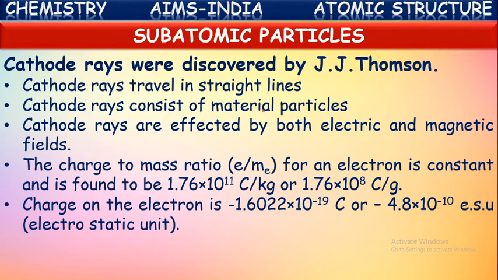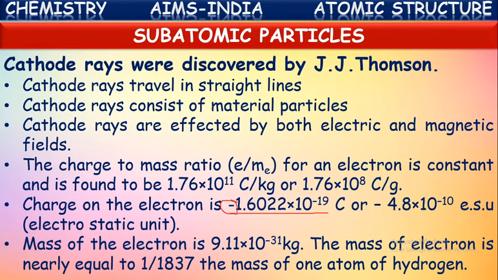Next, the charge of an electron. The charge of an electron is the smallest unit of charge, equal to minus 1.602 x 10^-19 coulombs, which is also equal to 4.8 x 10^-10 ESU. ESU in its expanded form is called the electrostatic unit. It is given a negative sign because electrons have negative charge. The quantity is 1.602 x 10^-19 coulombs.